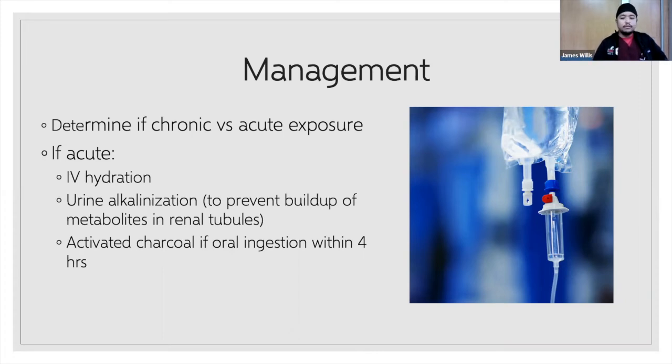And the reason for this is by alkalinizing their urine, you're going to be able to essentially prevent the buildup of those metabolites in the renal tubules. Additionally, if they're taking a PO, you can consider activated charcoal if they are arriving within a certain time period. For chronic exposure, right, higher on the differential, you're going to be more worried about just immunosuppression. And so you're going to want to rule out any sort of underlying sepsis and also look at just their baseline kidney function and hepatic function, since long-term use of methotrexate, like I said, can cause renal injury and transaminitis.